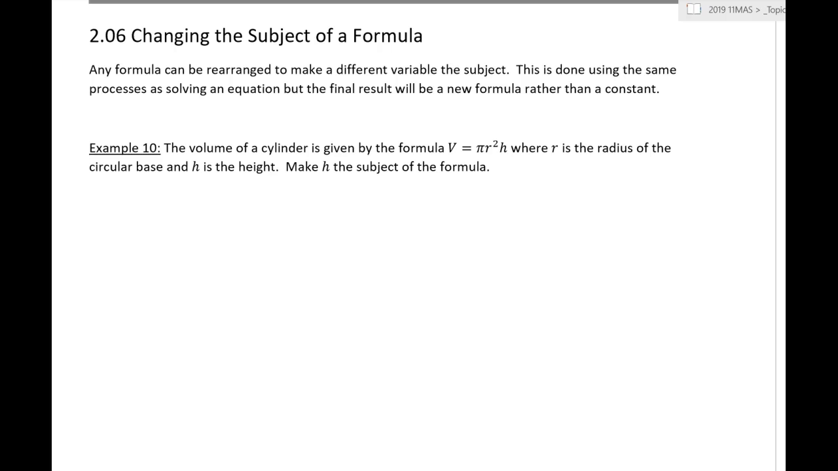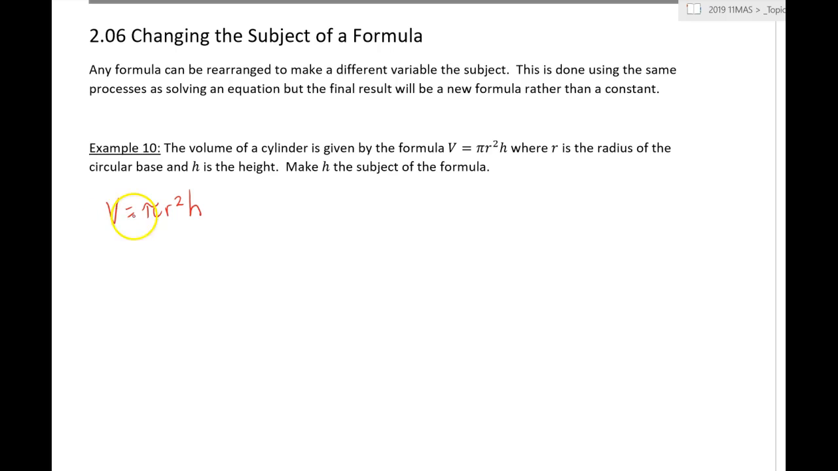Here's an example. I have the volume formula, pi r squared h. Looks like the volume of a cylinder to me, or I could have just read the question, that would help you. Here's the formula for the volume of a cylinder. r is the radius of the circular base, h is the height. I want an equation for the height of a cylinder in relation to the volume and the radius, so I need to make h the subject. Here we go. My volume equals pi r squared h, and I want it to say h equals something. Really we can do this in one very quick step, but let's do it a bit more slowly.